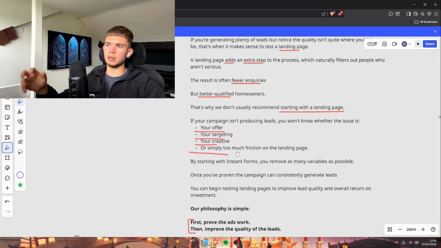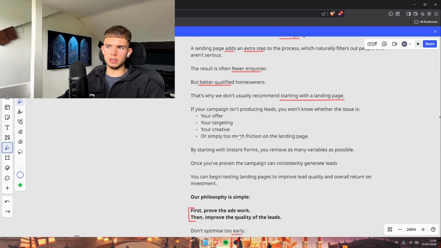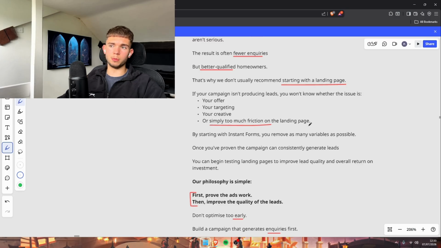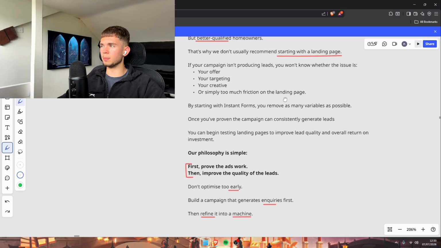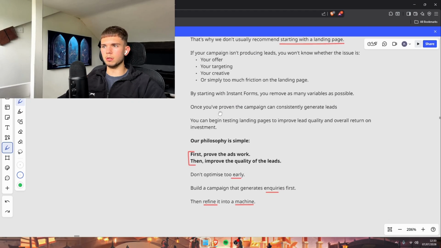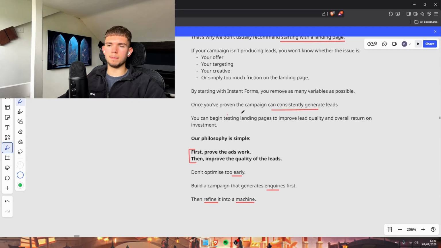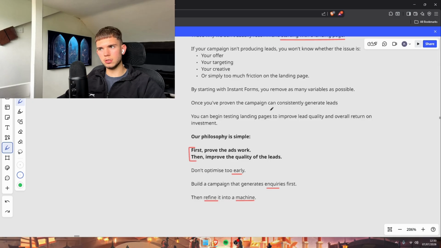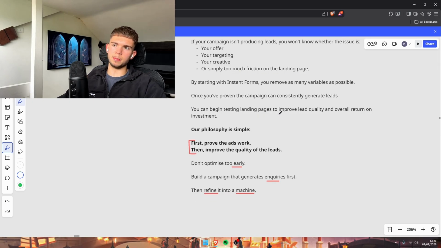See if these things work: your offer, targeting, creative. Simply, it can just be too much friction from the landing page. So by starting with the instant forms, you remove as many variables as possible. Now, once you've proven the campaign can consistently generate leads, you can begin testing landing pages to improve lead quality and overall return on investment.